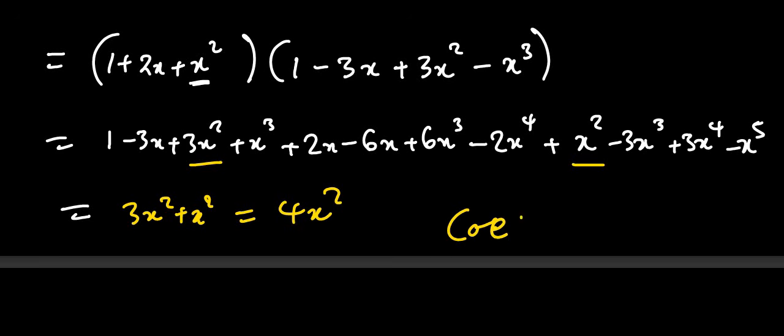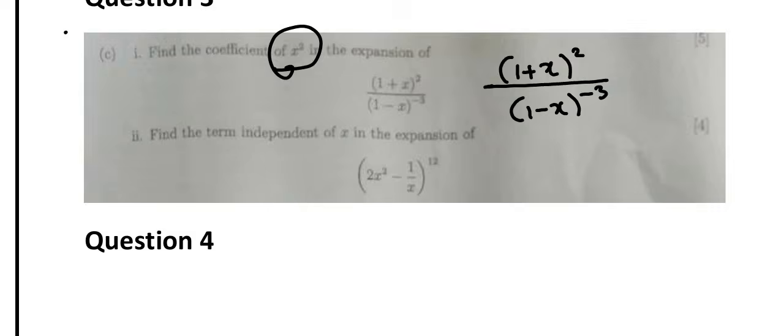So the coefficient of x squared is simply 4. The number in front, that's what they basically want. So this is how you do it to avoid making mistakes. That's what was supposed to be done there.